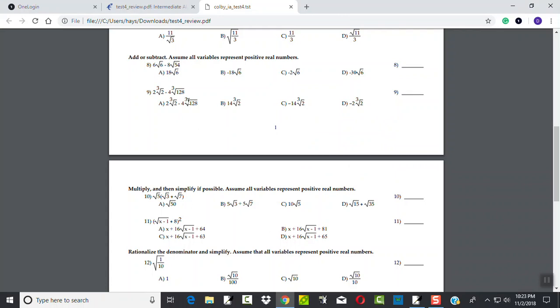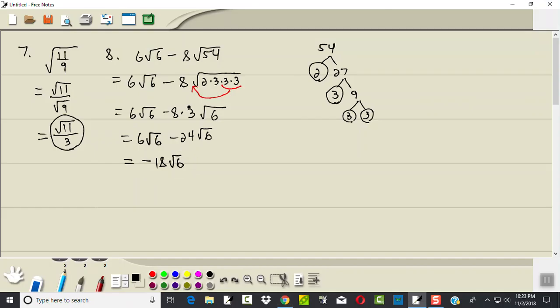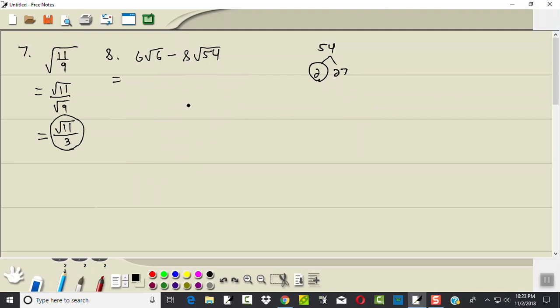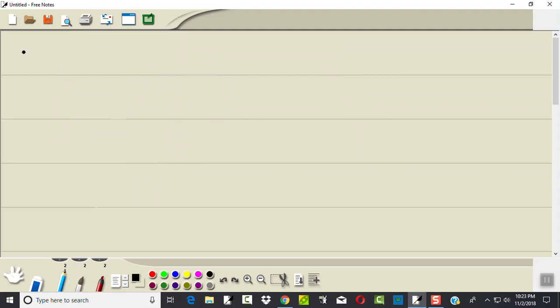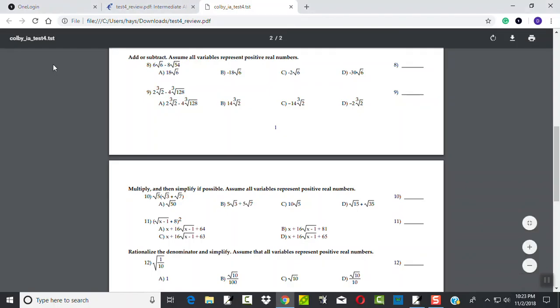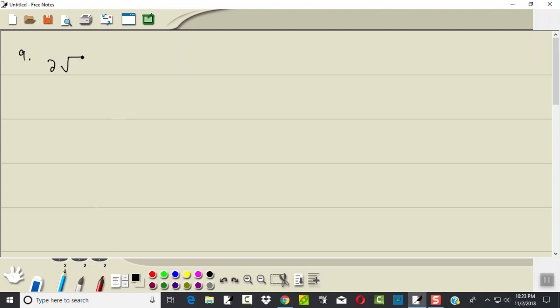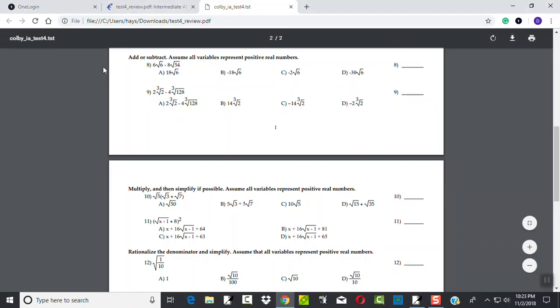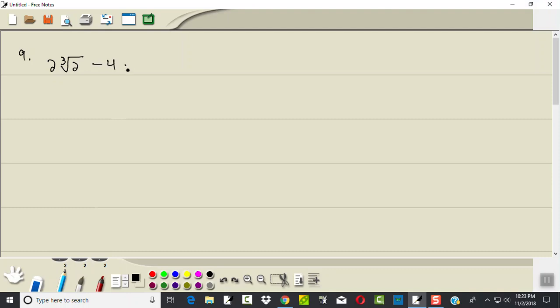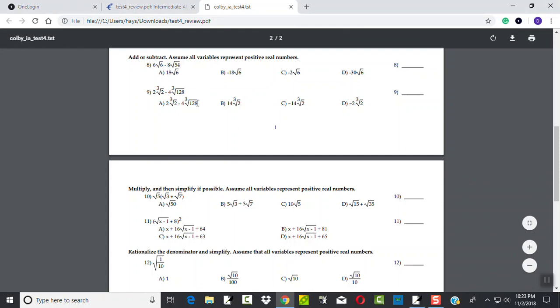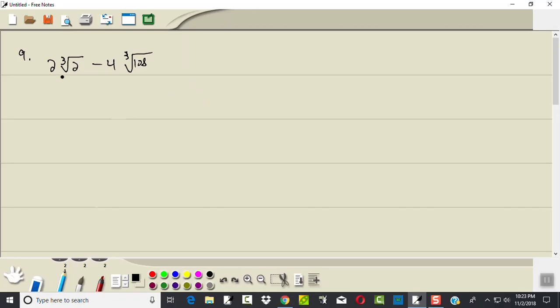Let me clear off some area here before we do number 9. 2 cube root of 2 minus 4 cube root of 128. Okay. Now 2 I can't simplify radical-wise, but 128 looks like I can.